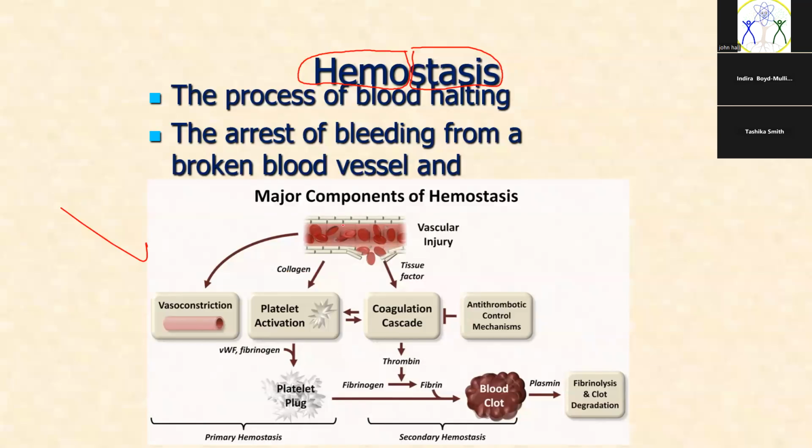So it starts off here where you have your vascular injury. Vascular, of course, refers to blood vessels, as I'm sure you all know. You can see here the wall of the blood vessel is torn open. And when you tear open the wall of the blood vessel, it exposes collagen fibers. So what you're seeing here are collagen fibers.